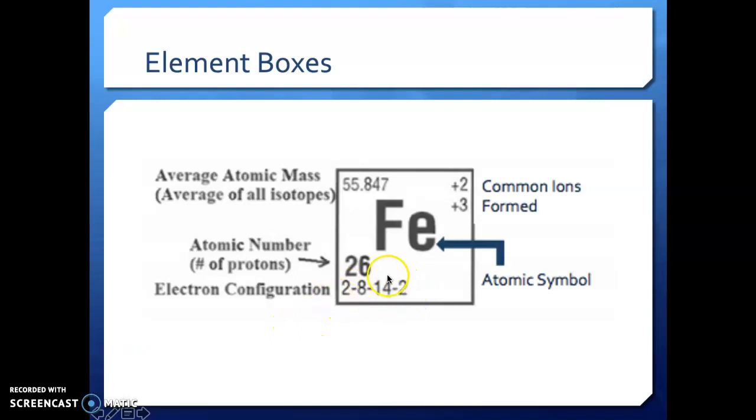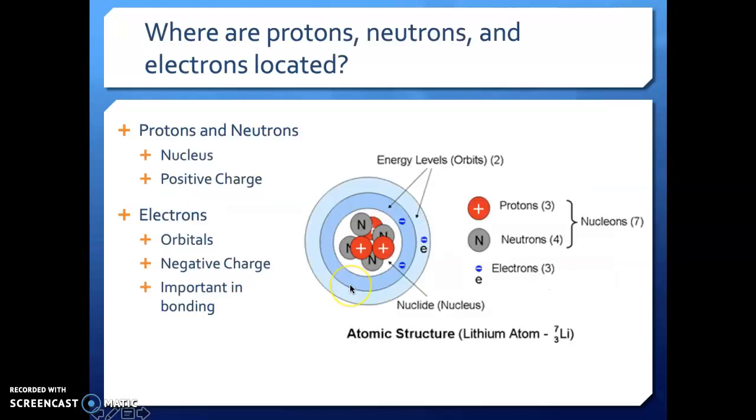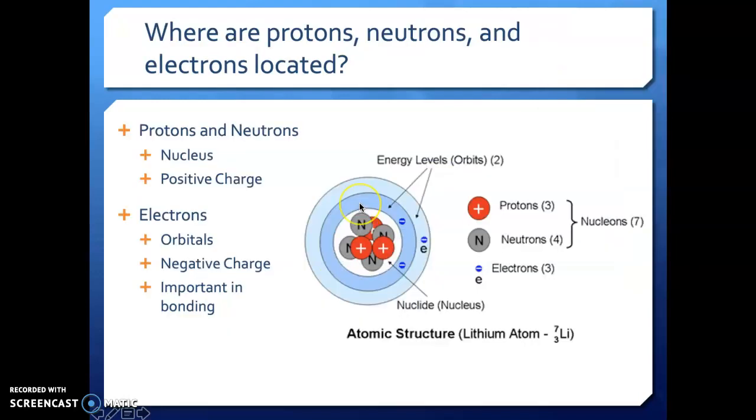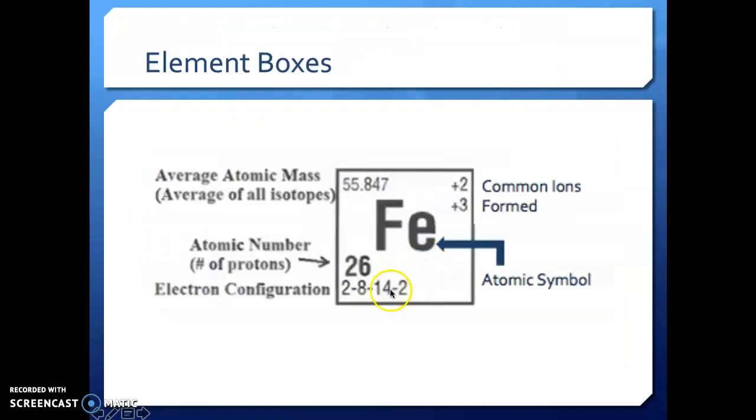All right, so electron configuration. Don't worry about that a whole lot. That's just telling you that in my first ring, I have 2 electrons. Go back here, 2 electrons. Second ring, I have 8. Third ring, I have 14, and then after that, I have 2. We'll talk about how that happens later.